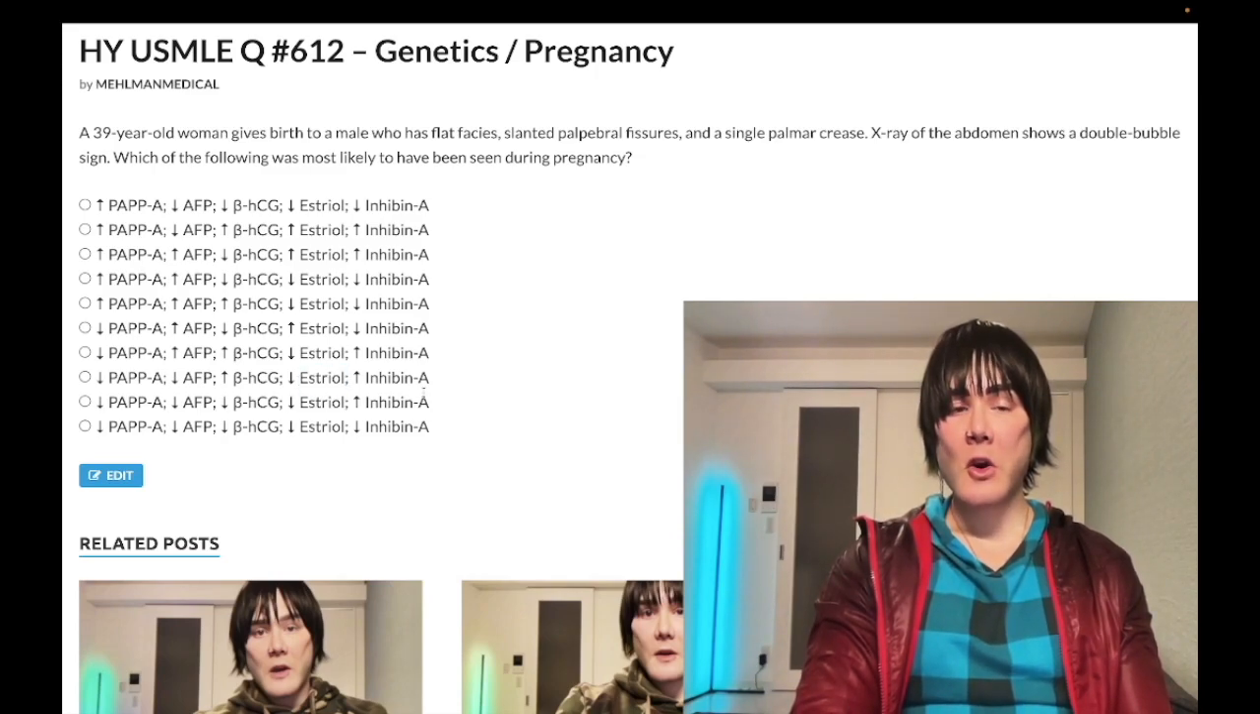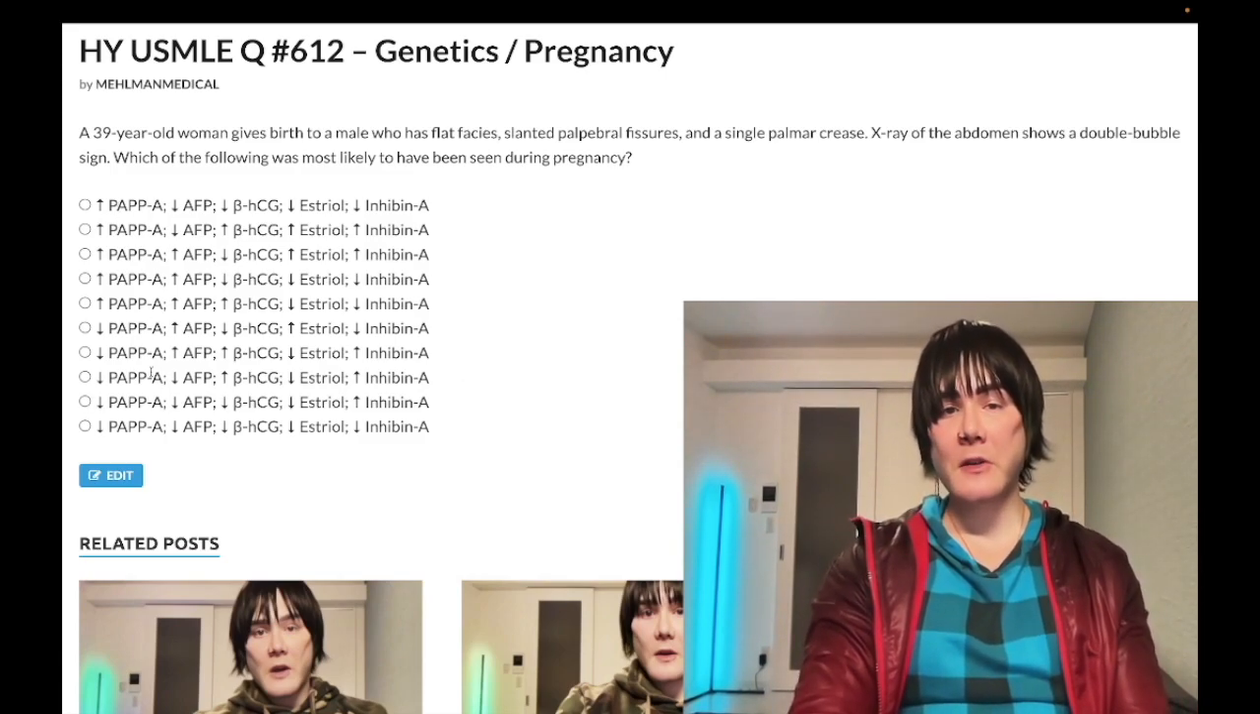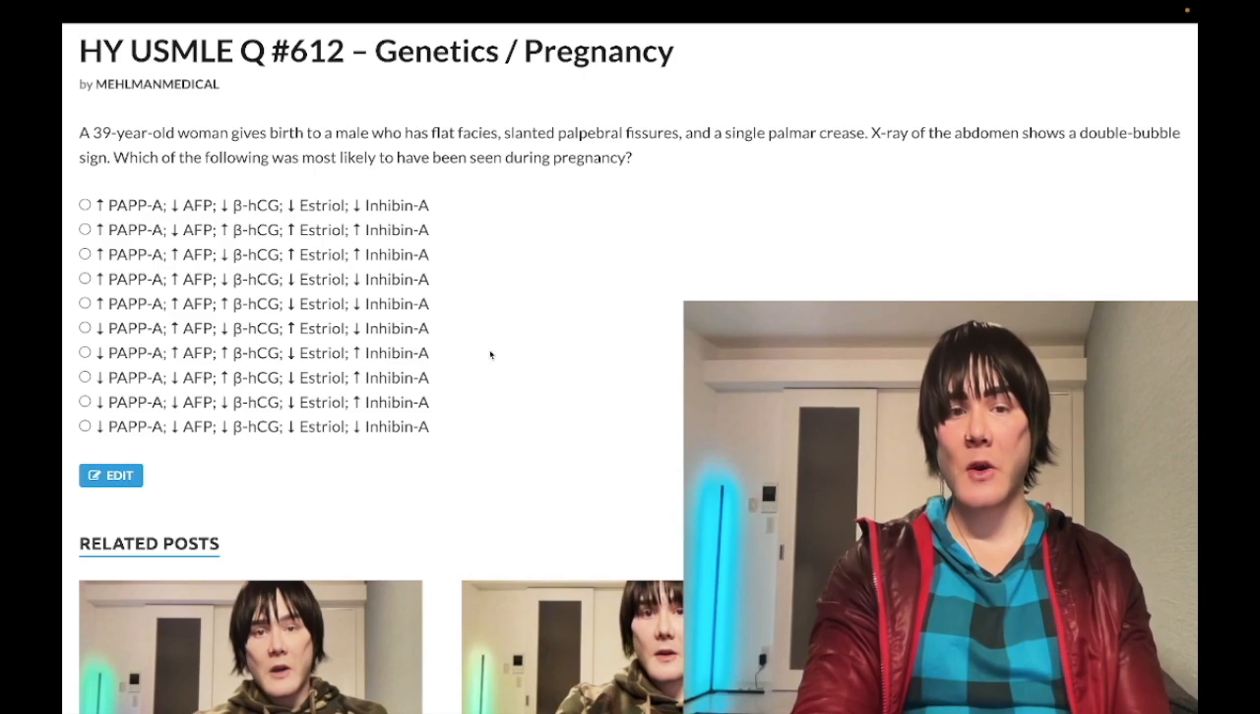You're also going to get something called increased nuchal translucency in first trimester screen for Down syndrome. For Edwards syndrome, you're going to have decreased for the entire quad screen. They're not going to ask you about PAPP-A. Not a long question here. Very simple. That's the point of these clips here. Not wasting our time.